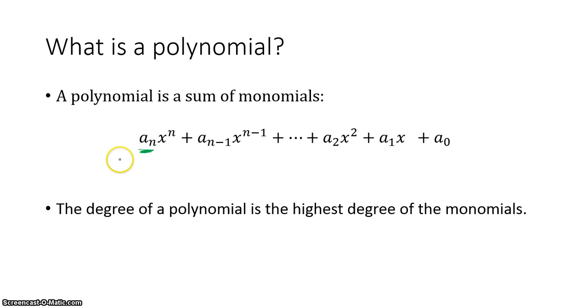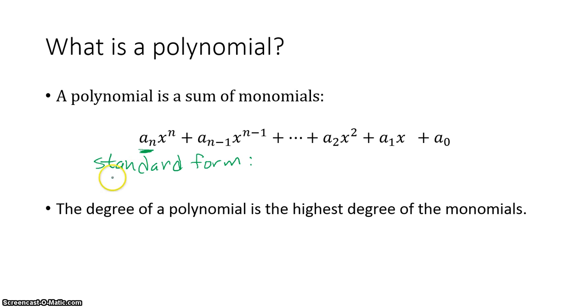One thing to note is that this polynomial is listed in what's called standard order, or standard form. And all standard form means is that you list your polynomial in decreasing order of degree. So your highest degree comes first and your smallest degree comes last.